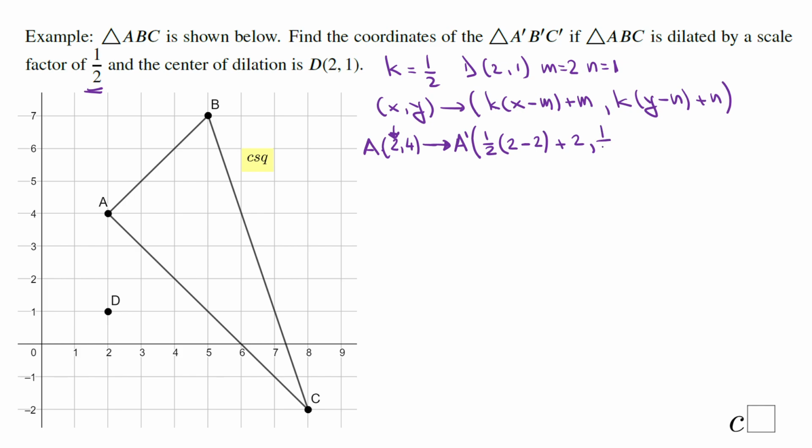The same for the Y. K is 1/2. Y is the Y coordinate of the point, 4 minus 1 plus 1. And let's close this ordered pair. So now let's do some simplification here. A prime will be 2 minus 2 is 0, so we have 1/2 times 0. And I'm sorry, we have that plus 2. Let's not forget about that.